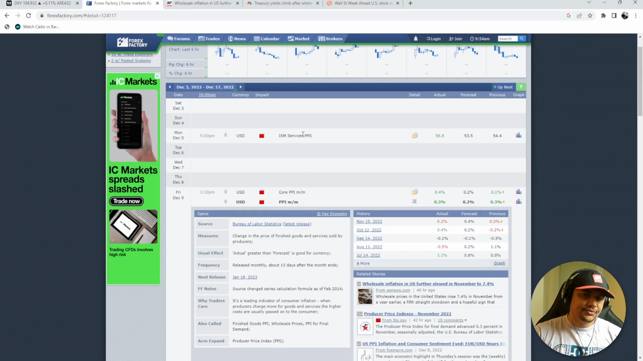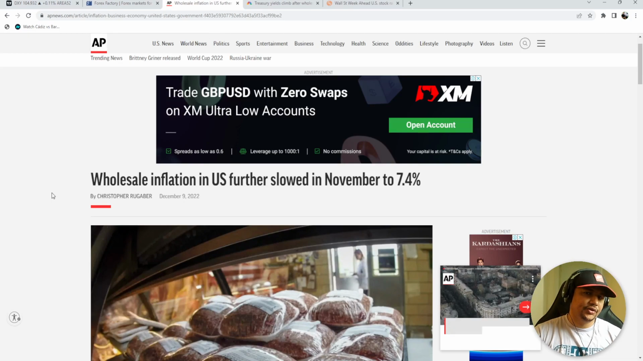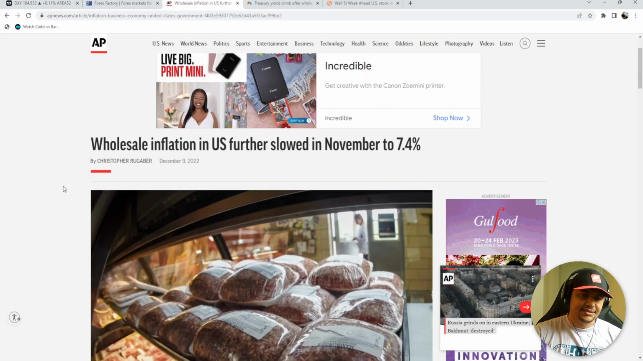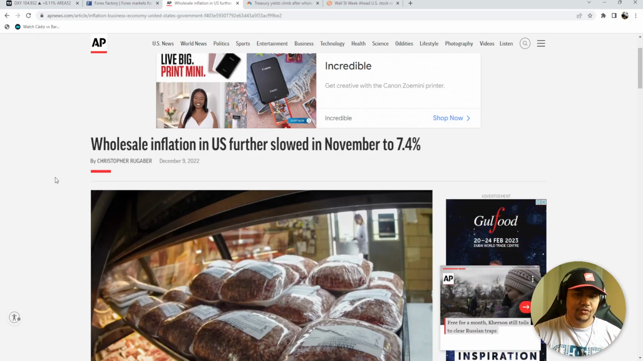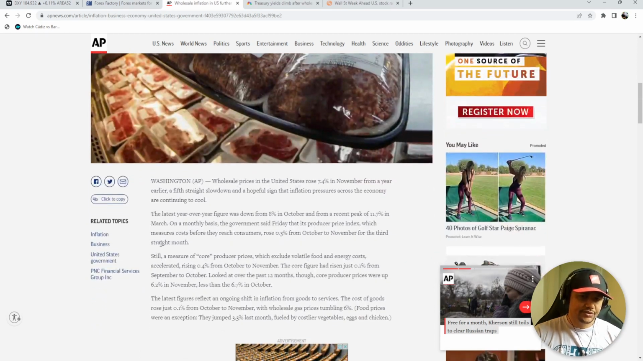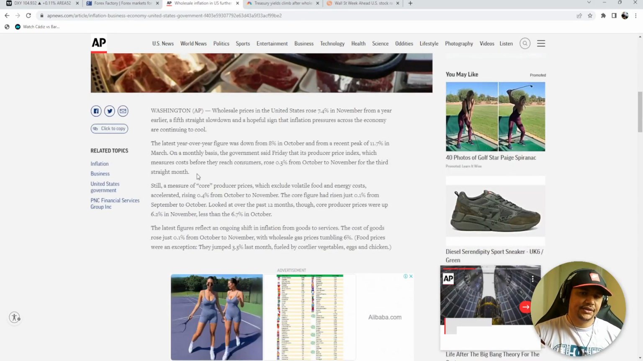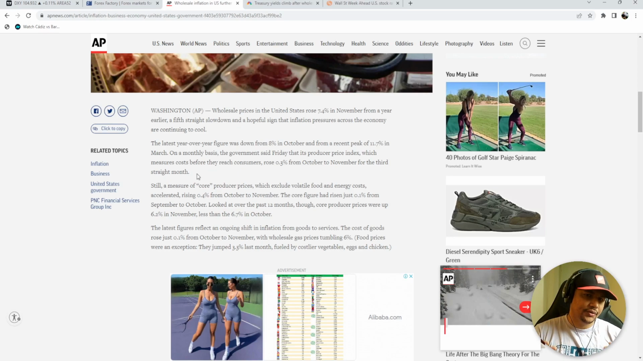Now we're going to jump straight into this article over here, which is about wholesale inflation. It's come from AP News. It says that wholesale inflation in the US further slowed in November to 7.4%. Wholesale prices in the United States rose 7.4% in November from a year earlier, a fifth straight slowdown, and a hopeful sign that inflation pressures across the economy are continuing to cool.